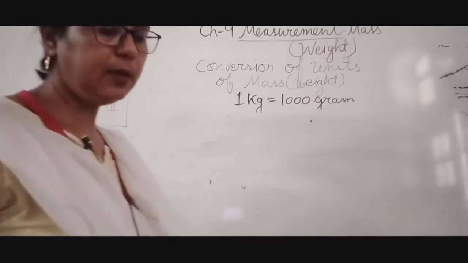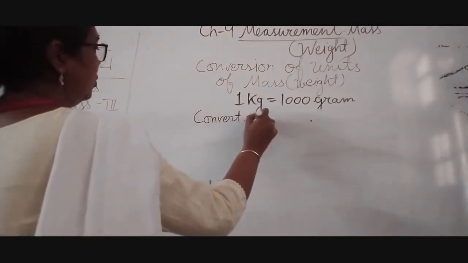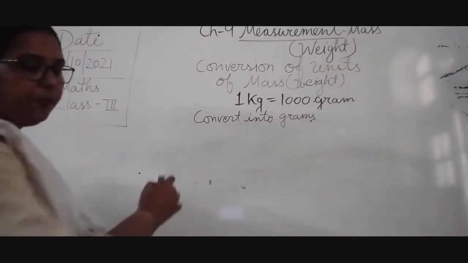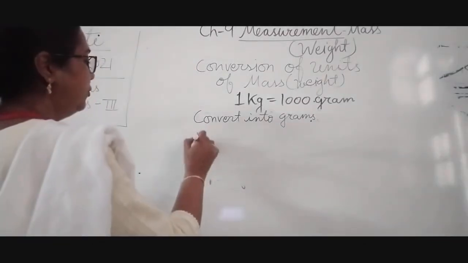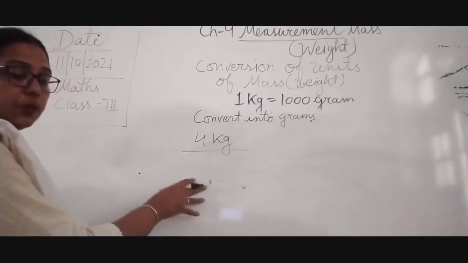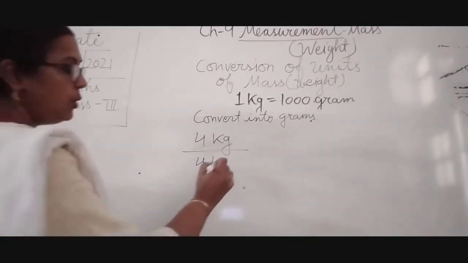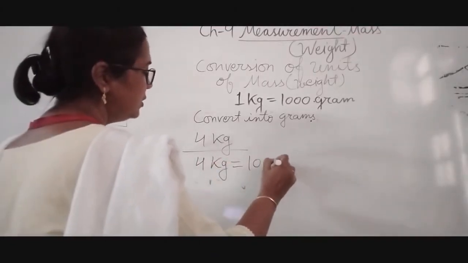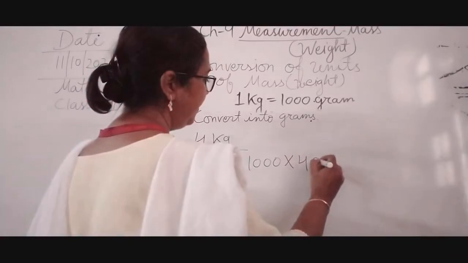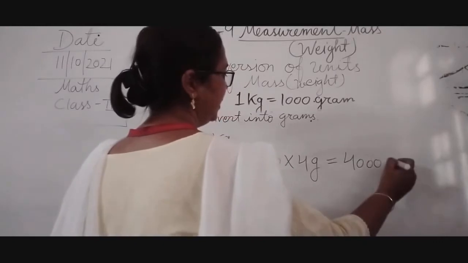Now children, let's see a few examples. Convert into grams. Suppose we want to convert 4 kg into grams, so how can we do it? First of all we will write 4 kg equal to 1000 multiplied by 4 grams, so it will become 4000 grams.